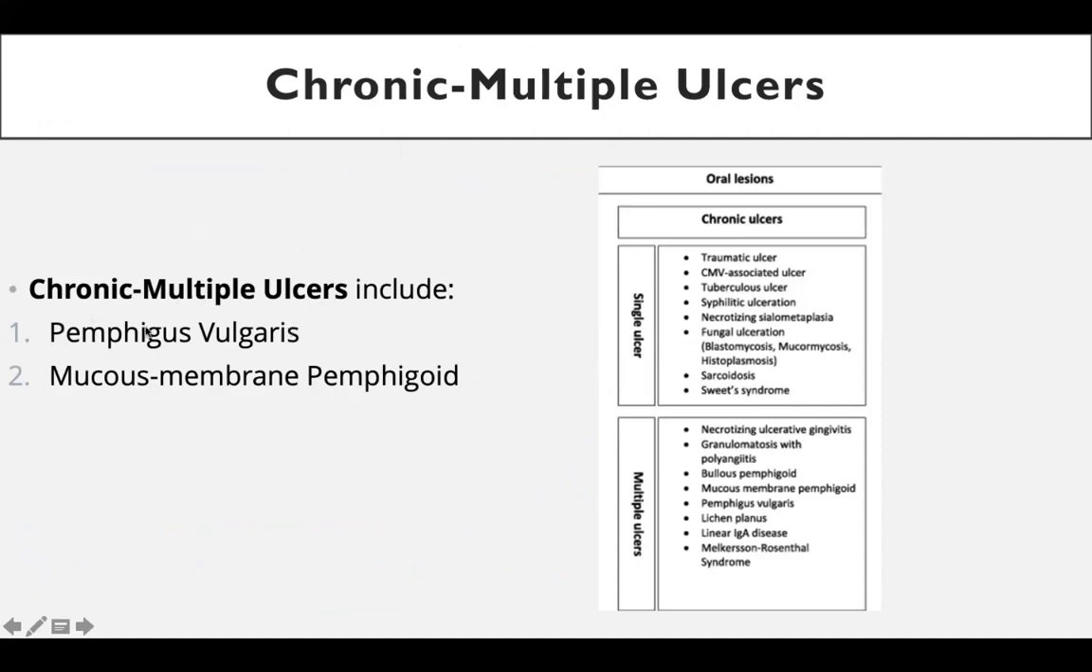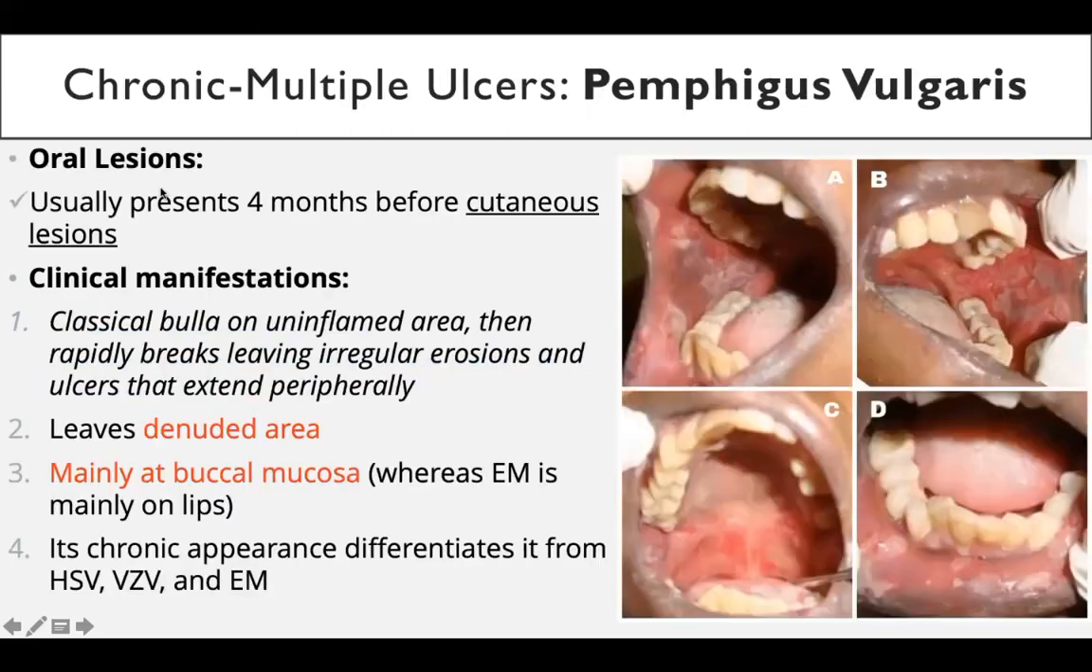So here we will just study 2 of them, which are pemphigus vulgaris and mucous membrane pemphigoid. Yesterday we already studied them, so now we go again to them. Oral lesions of pemphigus vulgaris usually present 4 months before cutaneous lesions. So before pemphigus vulgaris has a manifestation on the patient's skin, 4 months before it will have an oral manifestation where it causes oral lesions.